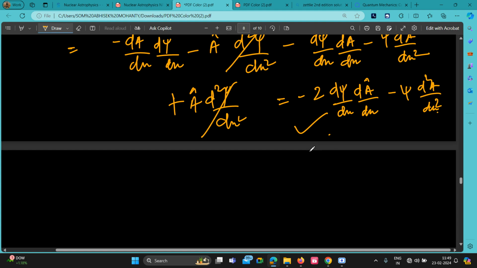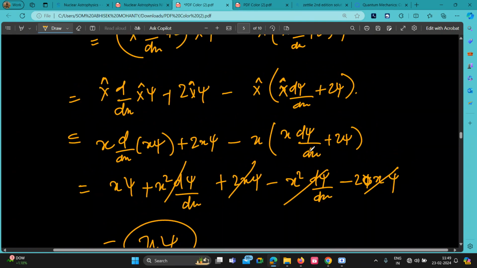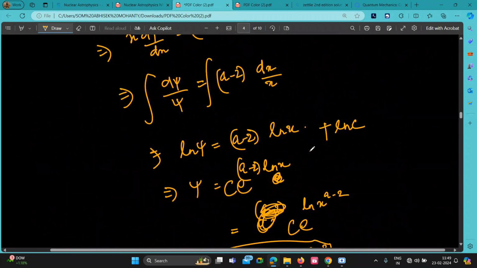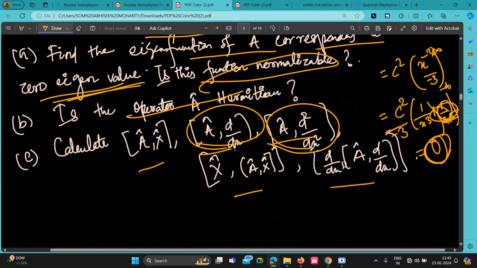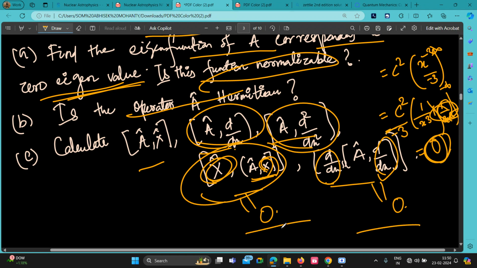What was the next one? Similarly, you can do it. This one also you try to do. So this is actually 0. If this and there is another same thing here, the answer will be 0. Again, see here, this is also inside, so this will be 0. So just remember that.